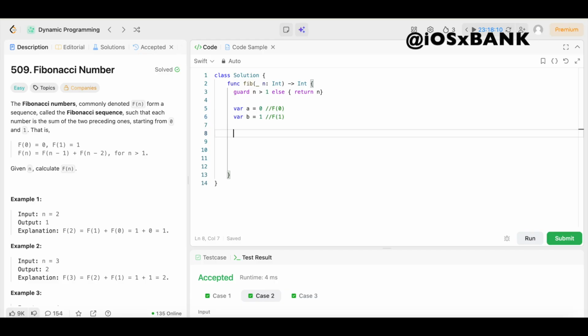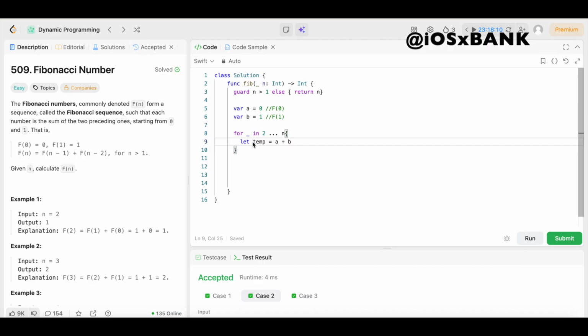Then we could come right here. Now we're going to loop from 2 up to n to compute the ith Fibonacci number, because we already have 0 and 1, so we're going to start from 2. So we're going to say for n in 2...n, so 2 up to n. Then we're going to open up the brackets, and we're going to temporarily hold the next Fibonacci number, which is the sum of the previous 2. So we're going to say let temp equal a plus b.